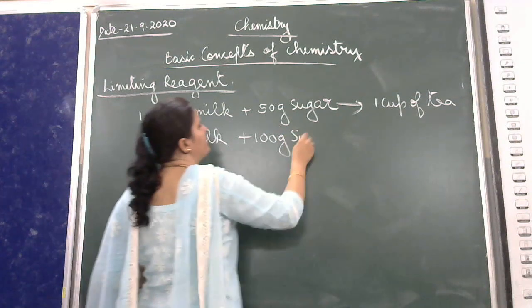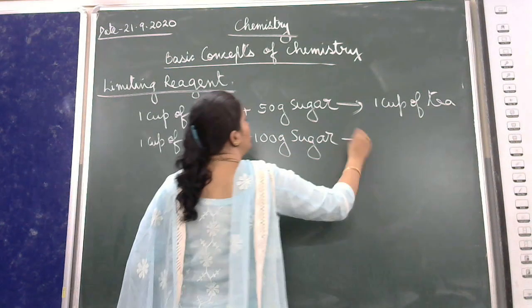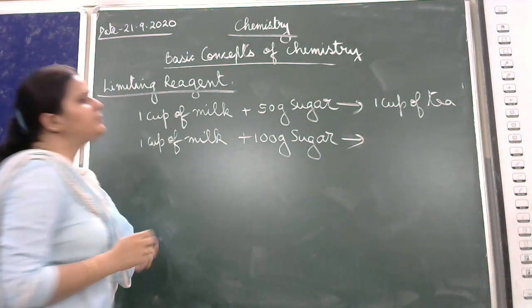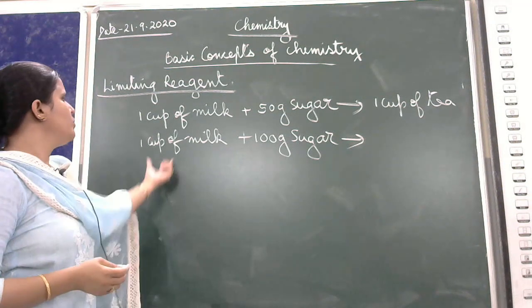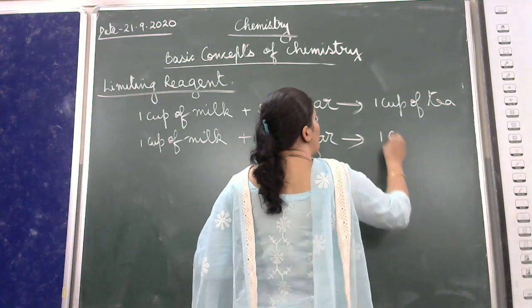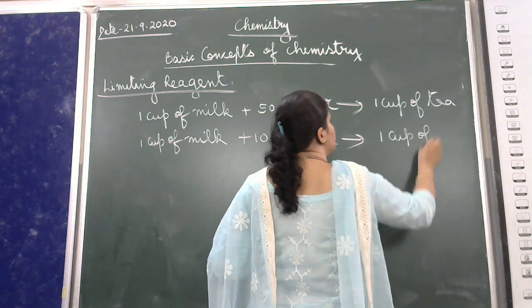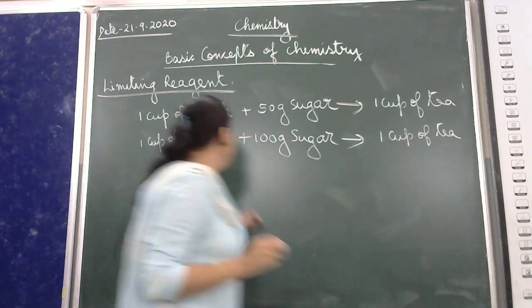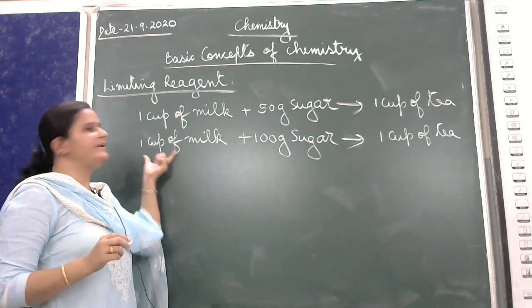gram of sugar. Okay. Still, if I ask you how many cups of tea can you make? You have 1 cup of milk. Still, you will see that you can make 1 cup of tea. Isn't it? Why is it so? Because your milk is only 1 cup.